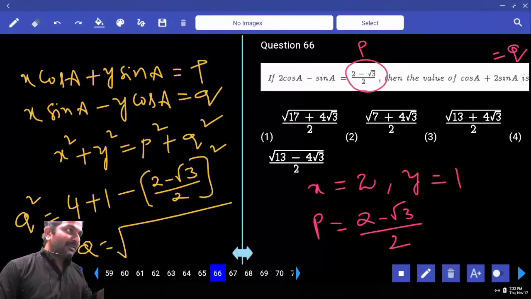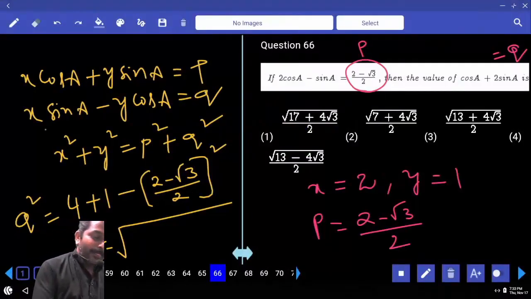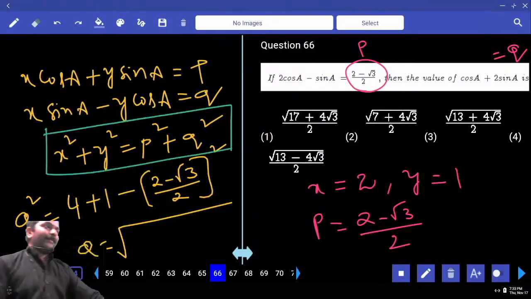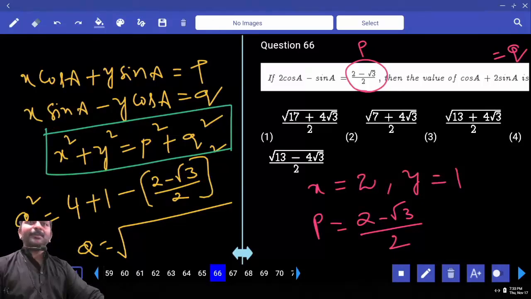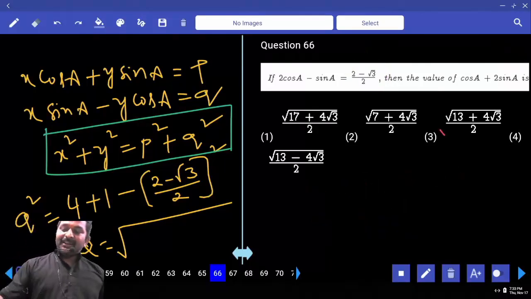Understood? Sure? This is important. X square plus y square is equal to P square plus Q square. If you know that point, you can just substitute values and get the answer. I think if you solve it, you'll get the third option as the answer.